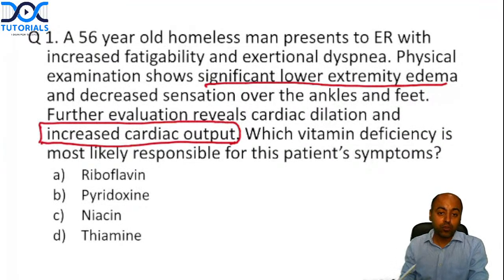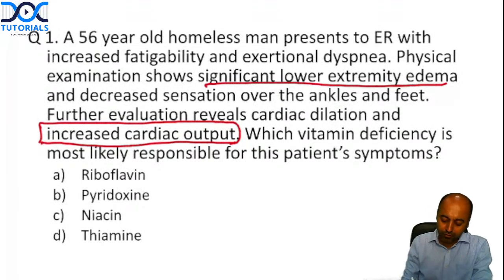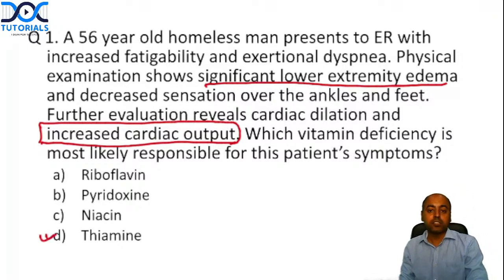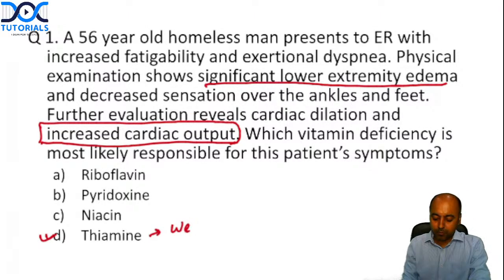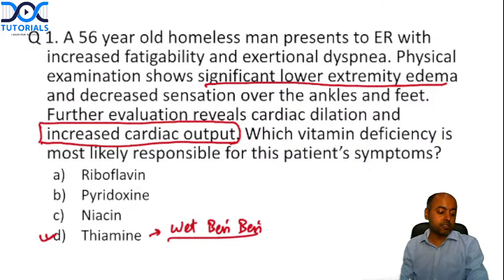So high output cardiac failure is a characteristic of thiamine deficiency. This is the wet beriberi, what is known as the wet beriberi. High output cardiac failure. This is the wet beriberi. Okay. So let's quickly take a look at the thiamine.